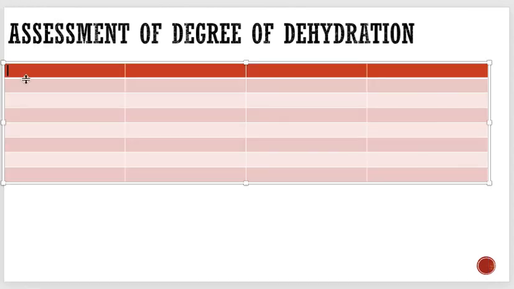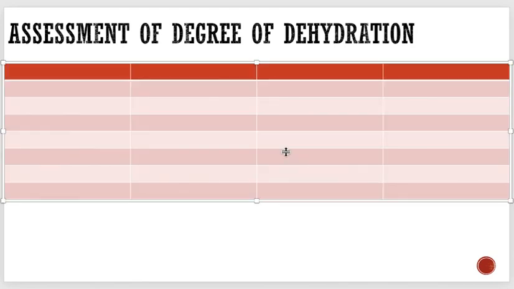So I'm inserting this table. Okay, I don't know whether it's enough or not, but I will try to fit the things inside. So you can say one is mild dehydration, one is moderate dehydration, and the last one is severe dehydration.